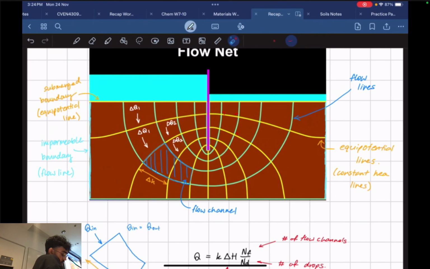So the value from this value of head to the next one is going to be a difference of one drop of head, which I'll show you guys how to calculate.